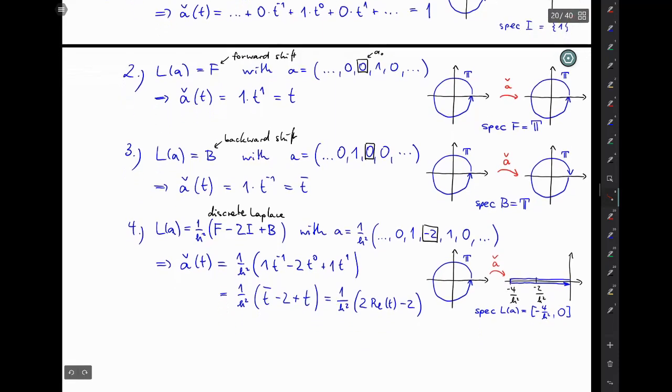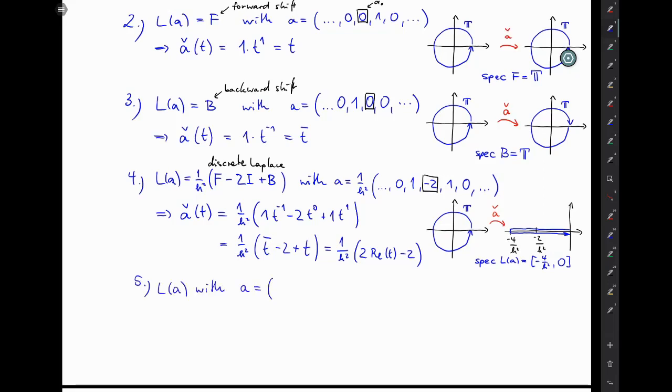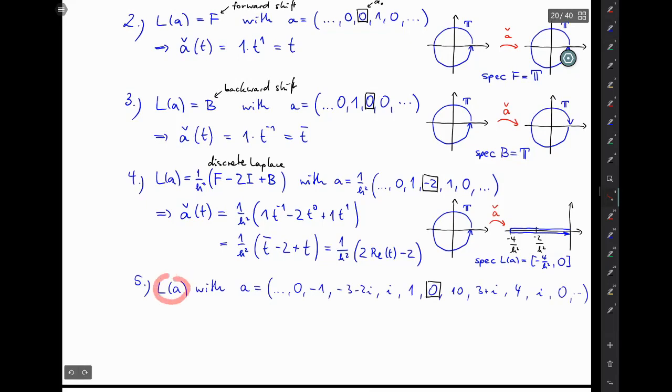Okay, we didn't look at example number 5 before, but now let's take a new example, number 5. So let's take the operator of convolution by the following sequence. So the band of this matrix, or the non-zero entries of this sequence, range from position -4 to position 4. So it's clear what the corresponding function a upside down hat is doing. It's -1 times t to the power -4, and then this times t to the -3, this times t to the -2, and so on.